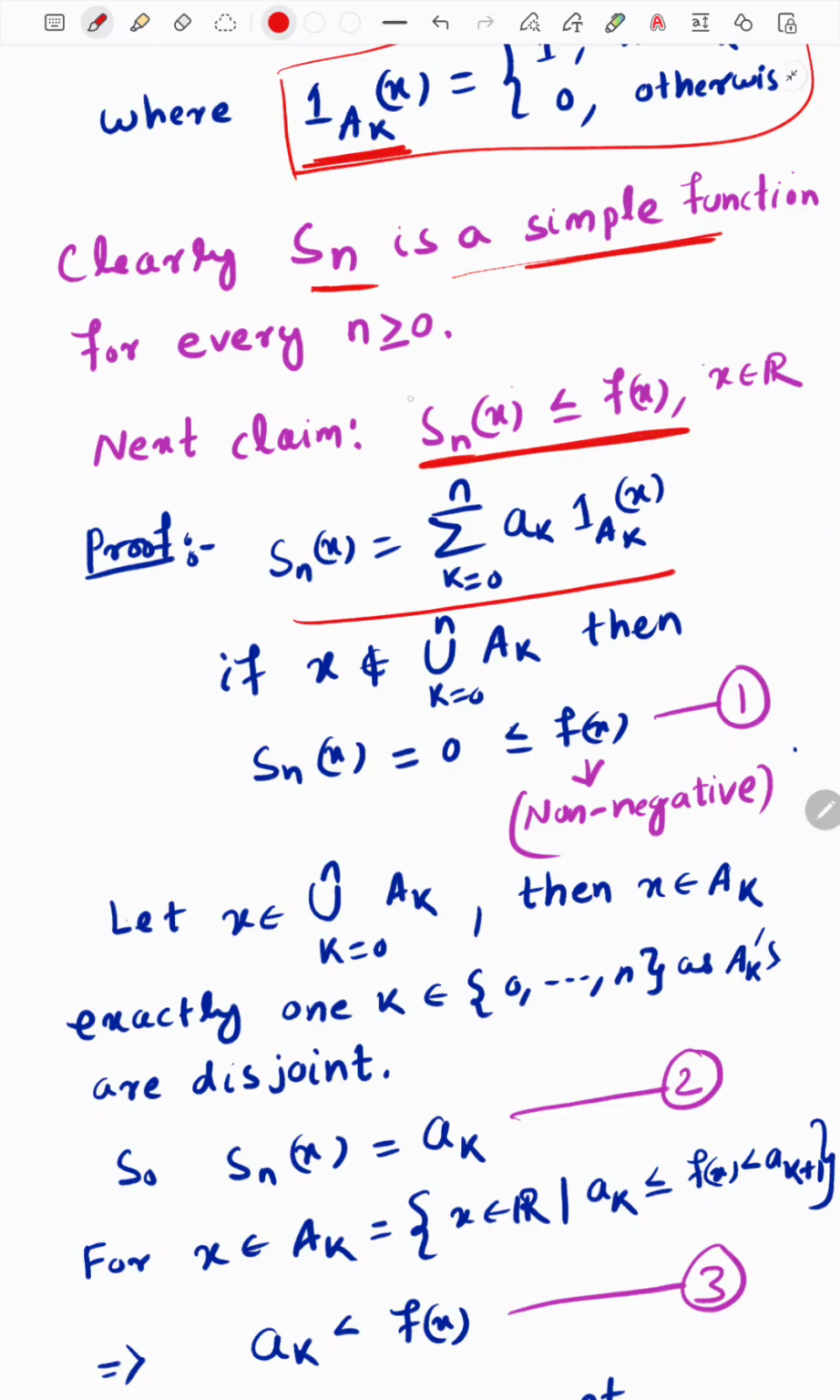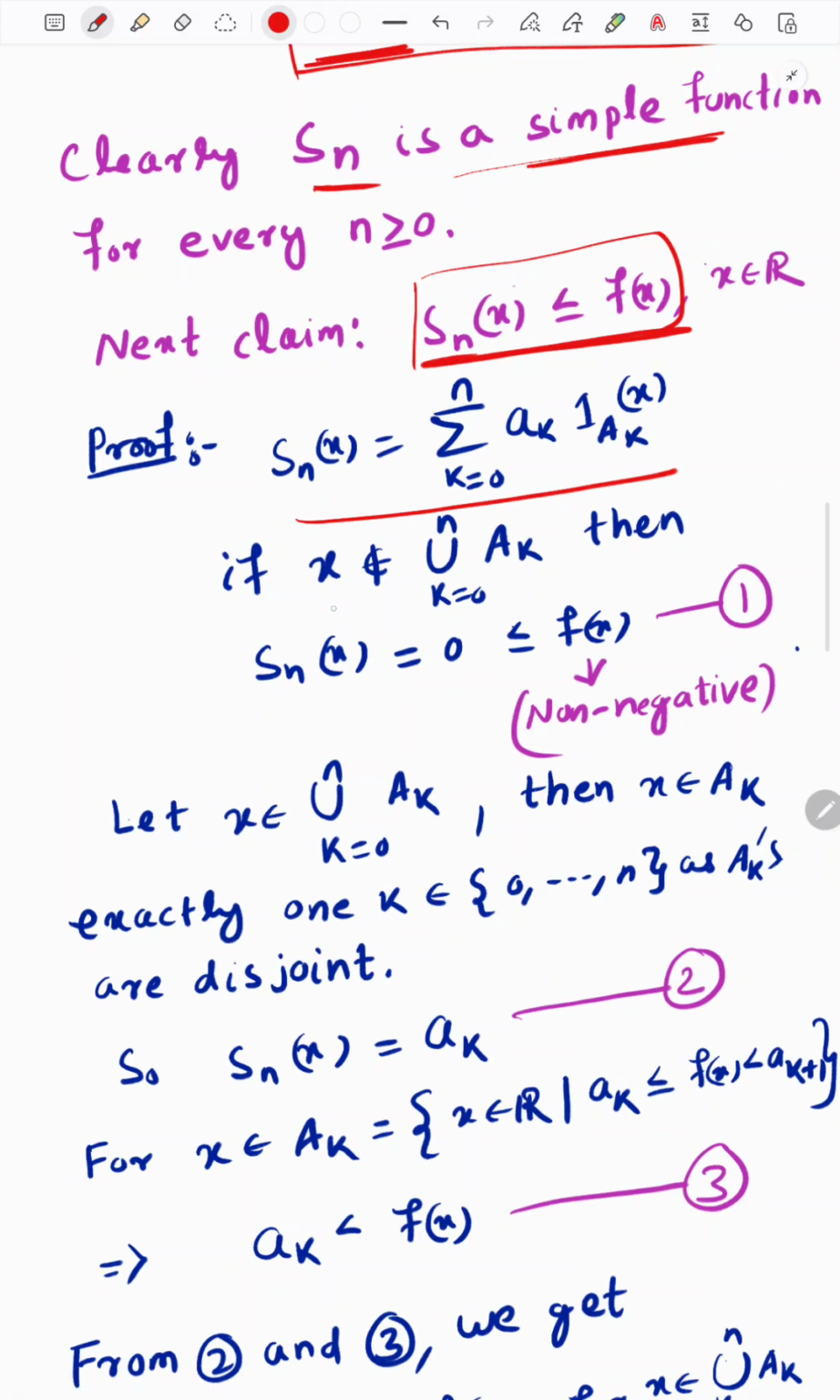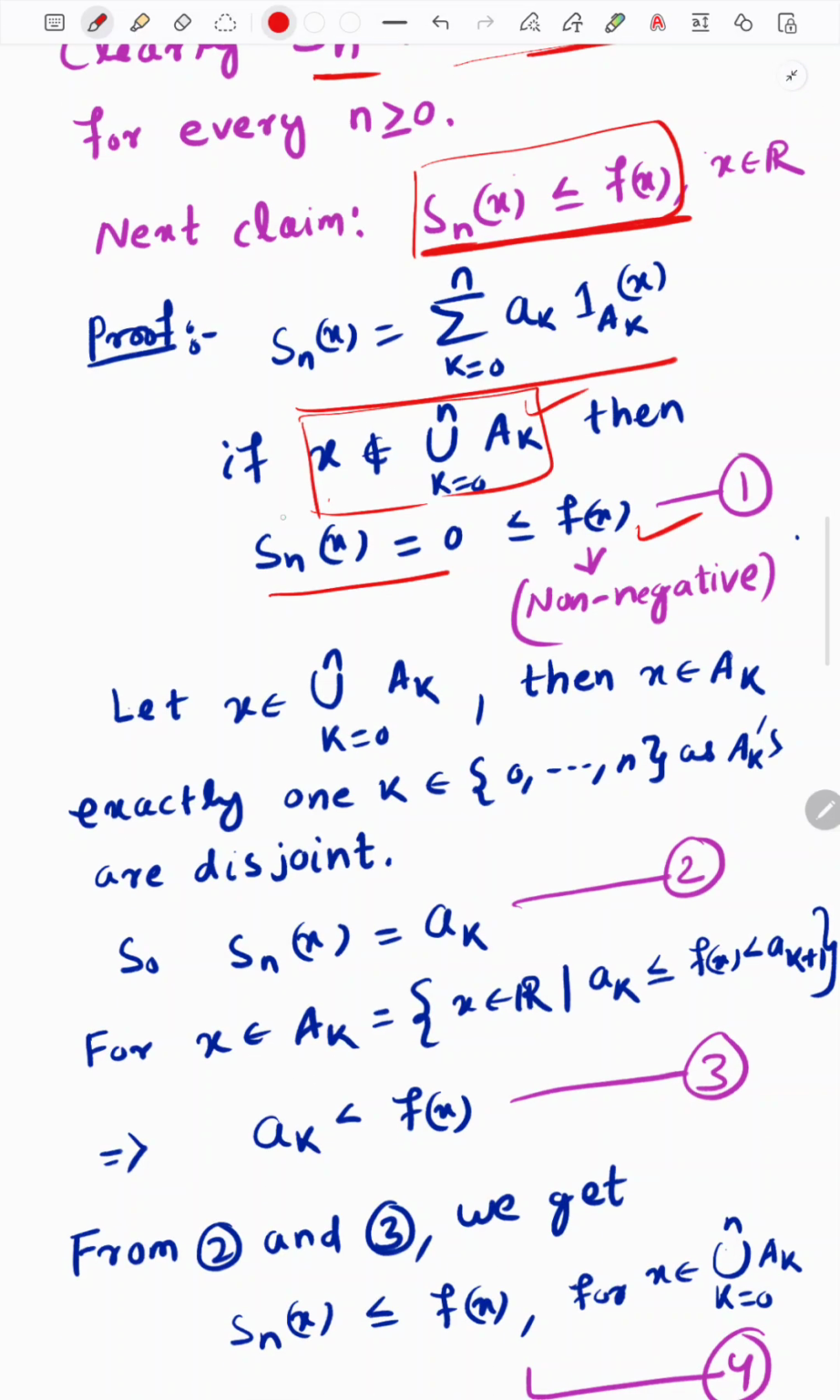So let us prove that s_n(x) is less than or equal to f(x) for all x belonging to the real numbers. If x does not lie in this union, then the value of s_n(x) is 0. It comes from the definition, because x does not lie in any A_k, so the indicator functions give 0. Since f(x) is non-negative, 0 is less than or equal to f(x). So in this case it is true: s_n(x) is less than or equal to f(x).